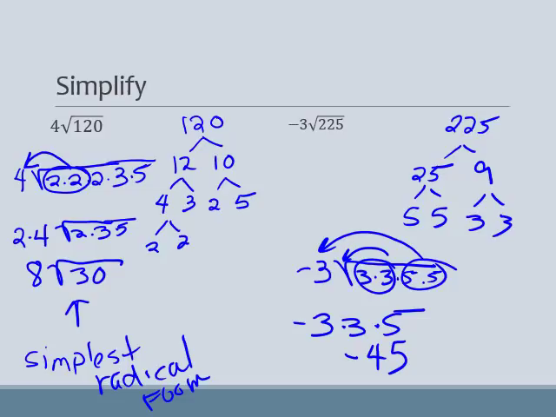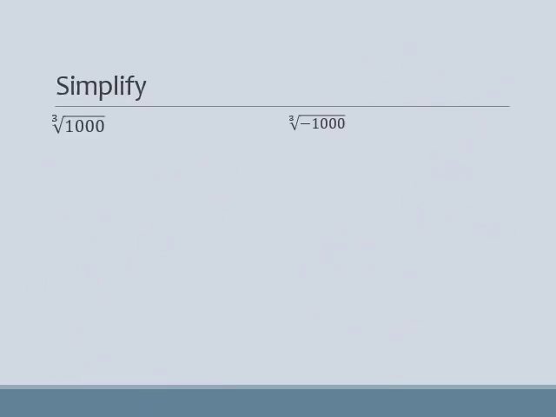Now it's okay to have the negative on the outside of the square root, but if the negative had been inside, like the square root of negative 25, we say that there's no real solution. You're not ready for that in your math career yet.